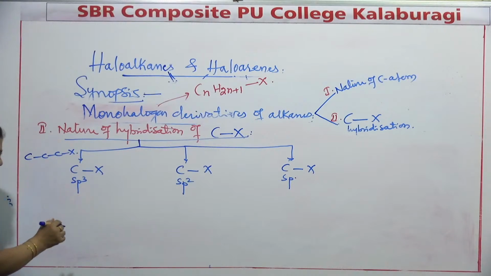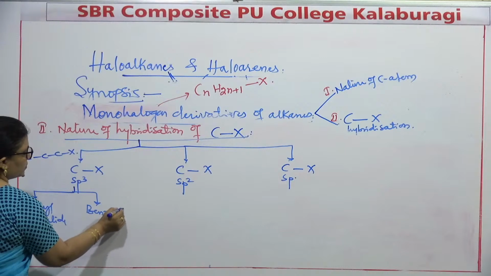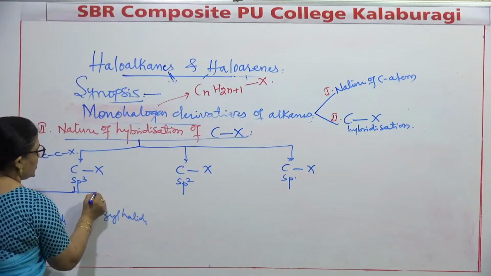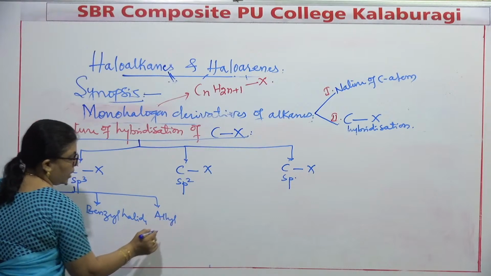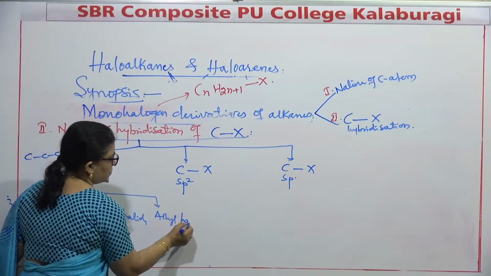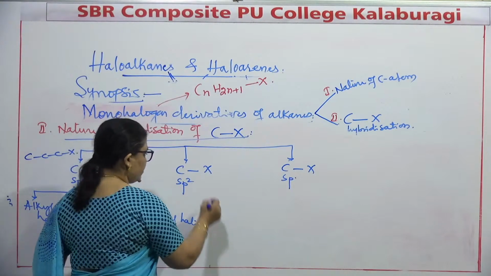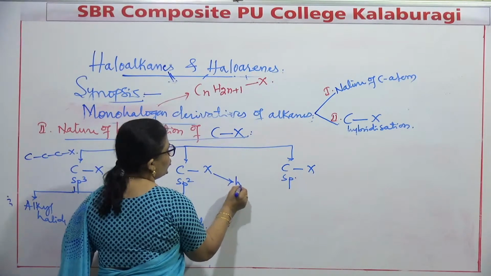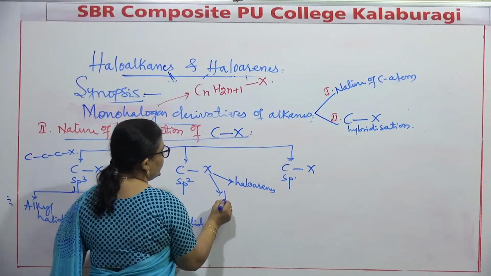They may be alkyl halide, they may be benzyl halide, they may be allyl halide. Okay. Carbon sp2 hybridized may be haloarene, our topic, or they may be vinyl halide.